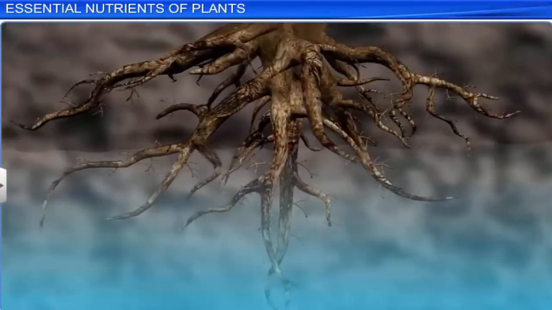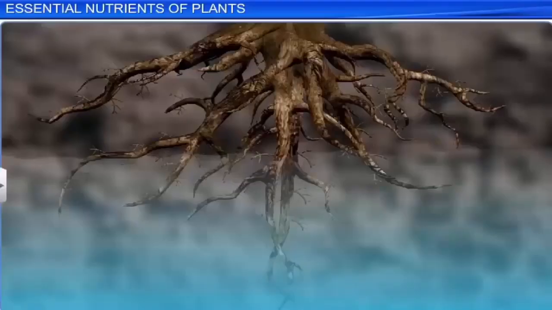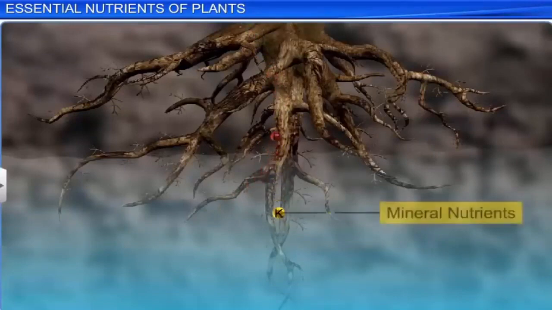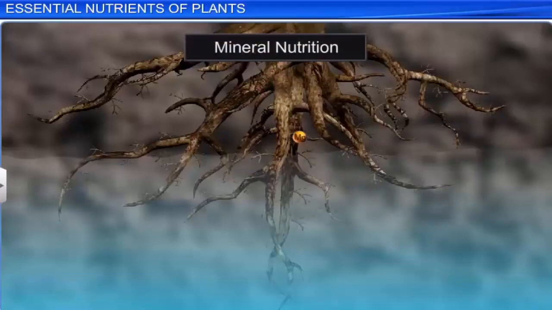Water absorbed from the soil contains dissolved nutrients like nitrogen, phosphorus, potassium, calcium, and magnesium, amongst others. As the sources of these inorganic elements are minerals, the elements are called mineral nutrients, and thus the nutrition is known as mineral nutrition.